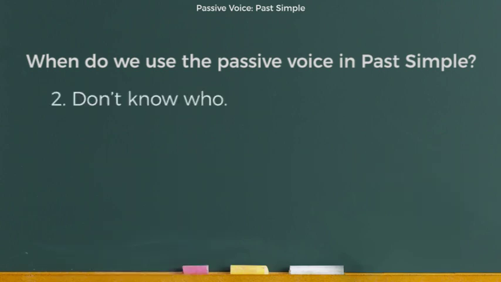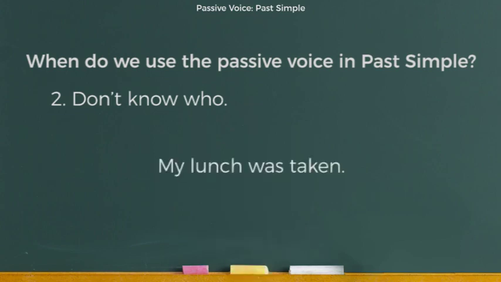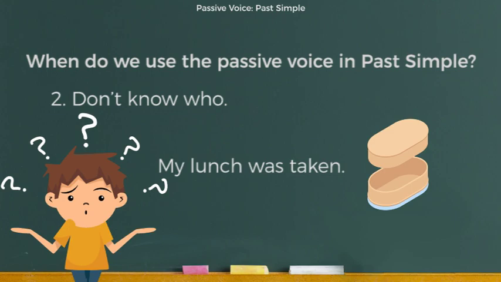Here is another example which shows that in passive voice sentences, which are in past simple, knowing exactly who did the action is not relevant to fully understand the sentence. My lunch was taken. This sentence is in the passive voice because we don't know who took my lunch. It could be any person. And because the only thing that matters to me is that I don't have my lunch now because it was taken, the identity of the person who took it doesn't matter. Therefore, the sentence has to be in the passive voice.